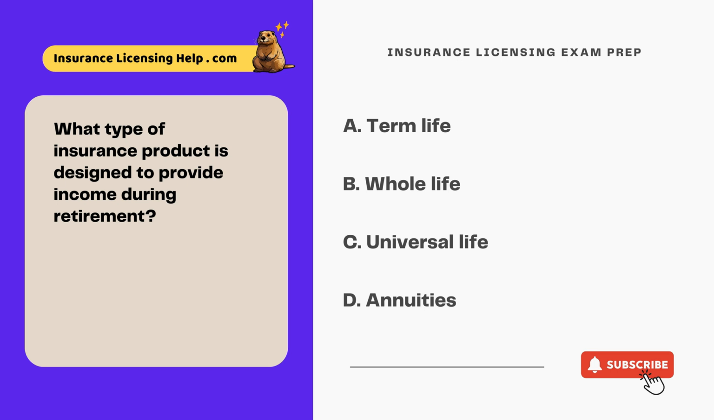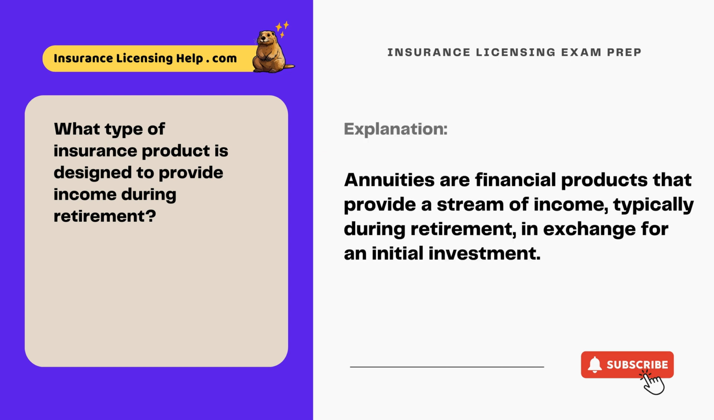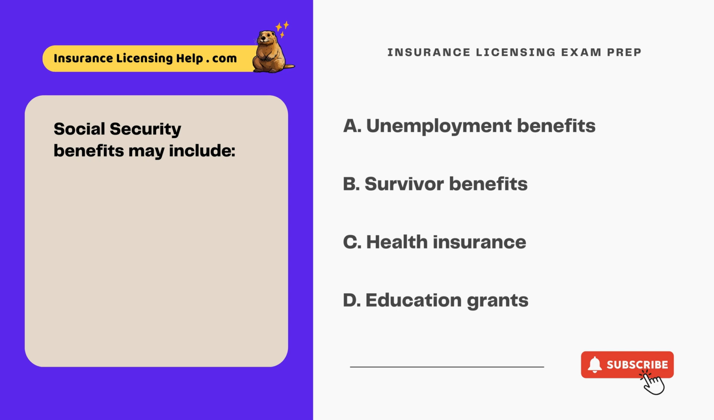A. Term life. B. Whole life. C. Universal life. D. Annuities. The correct answer is D. Annuities. Annuities are financial products that provide a stream of income, typically during retirement, in exchange for an initial investment. Social Security benefits may include A. Unemployment benefits. B. Survivor benefits. C. Health insurance. D. Education grants.